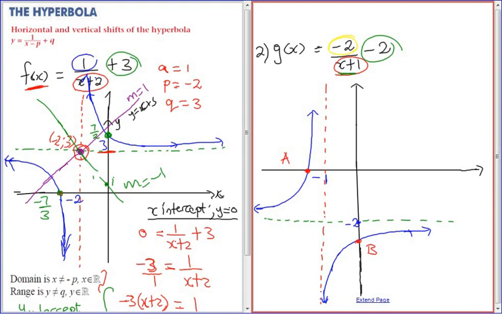Okay, let's get A, the x-intercept. I think you know now we have to make y 0. So I'm going to put 0 in place of y already, and I'm going to say 0 equals -2 over x plus 1 minus 2. So I take 2 to the other side. That doesn't look tidy.